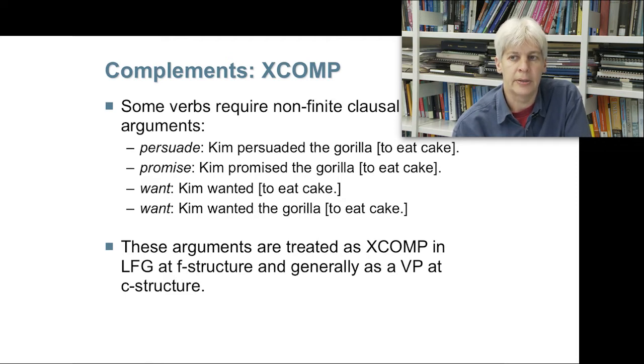I'll talk about the structure of the XCOMP a little bit. Promise: Kim promised the gorilla to eat cake. Want: Kim wanted to eat cake, and another version of want, Kim wanted the gorilla to eat cake. In each case, the thing in the angle brackets is the XCOMP. It is an XCOMP at F-structure, and they're generally treated as a VP at C-structure.